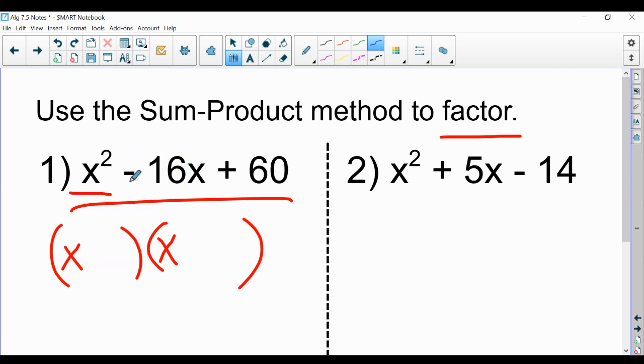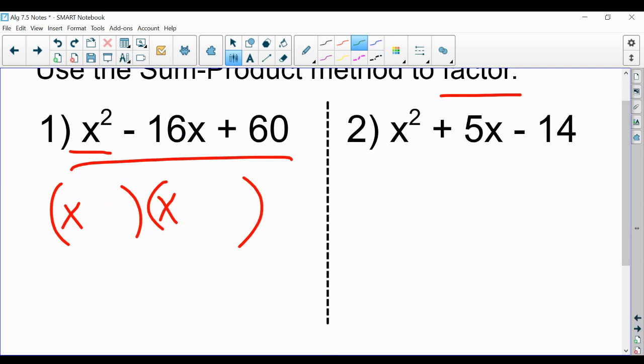I'm looking for factors of 60 that when I combine them get me a negative 16. And you're thinking, wait, how can it be negative? Well, when I think about two numbers that multiply together to get positive 60, yeah, positive times a positive is positive, but a negative times a negative is also positive. So something like negative 1 and negative 60 will multiply together to get positive 60, but they'll add to get negative 61. So that's no good.